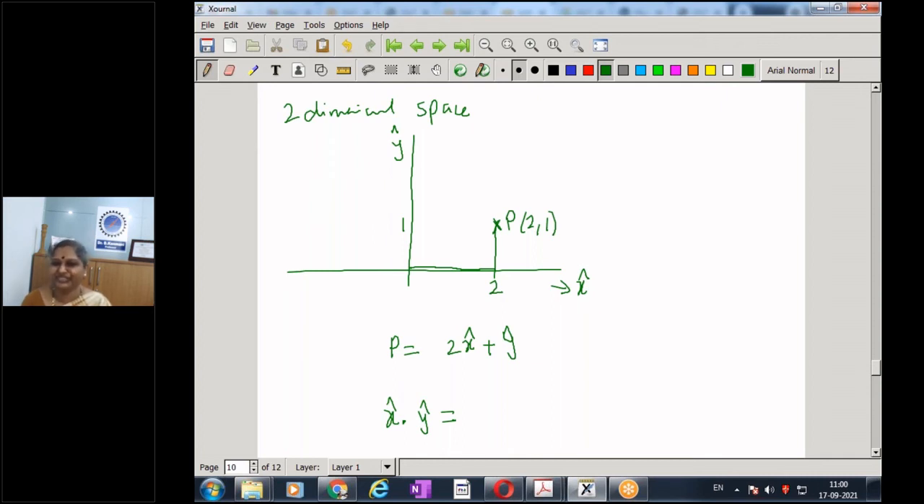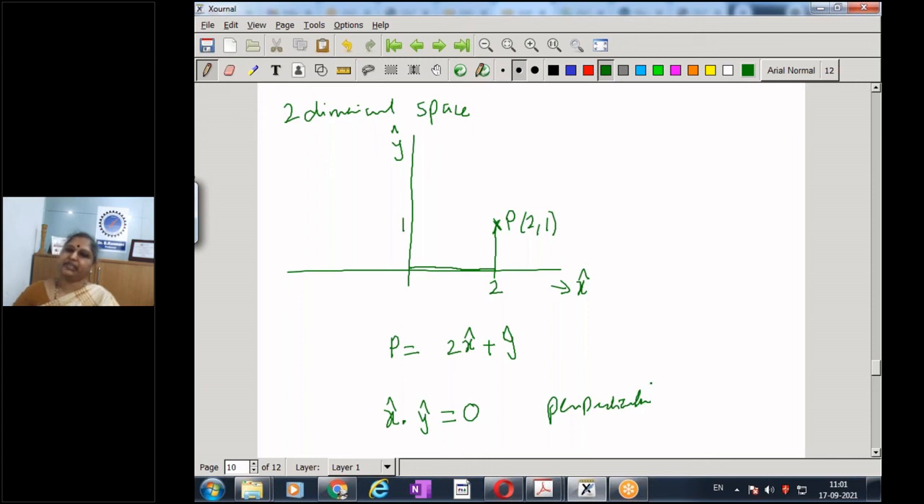Very good, we got one answer. Can I wait for some more to respond? The dot product between x and y. Very good, yes, we are getting answers. So the dot product is 0. What does it mean? x and y are perpendicular.